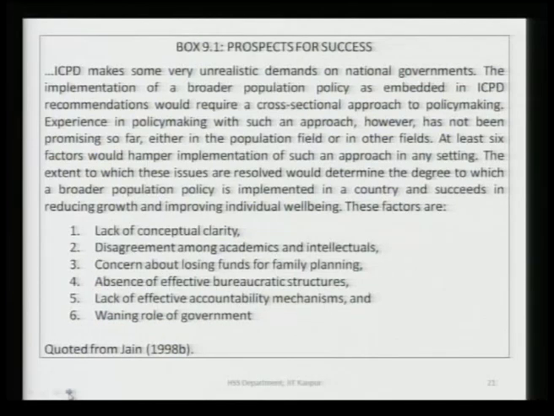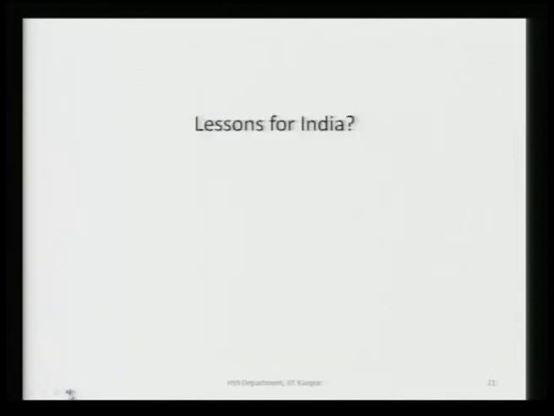At least 6 factors would hamper implementation of such an approach in any setting. The extent to which these issues are resolved would determine the degree to which a broader policy is implemented in a country and succeeds in reducing growth and improving individual well-being. The factors are lack of conceptual clarity, disagreement among academics and intellectuals, concern about losing funds for family planning, absence of effective bureaucratic structures, lack of effective accountability mechanism, and waning role of government. I think this quote from Jain also summarizes what I have tried to say today.